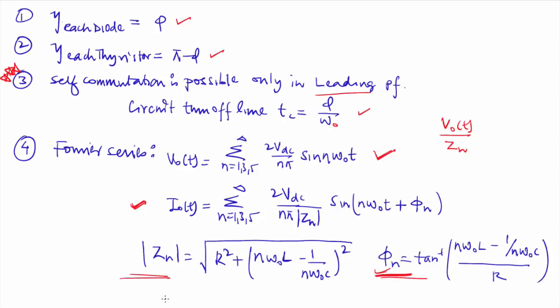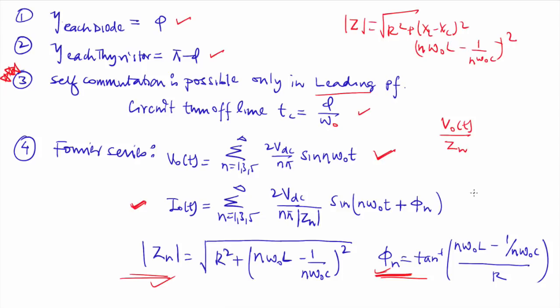Similarly, I can find the value of Z, and all these concepts I already explained. As we know, mod of Z is equal to under root of R square plus (XL minus XC) whole square. Now this XL depends upon the frequency, so it will be (n omega naught L minus 1 upon n omega naught C) whole square. That is what I did while finding the value of Zn.